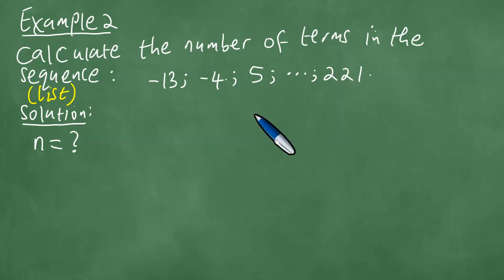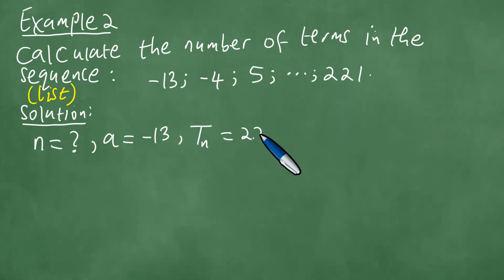How do we find the number of terms? So how many terms are there? 1, 2, 3, but they jumped others and they reached 221. So we're looking for n as the number of terms. But what do we have? We have the first term, the second term, the third, and the others. Normally very interesting to us is the first term. We got the first term, minus 13. And then we have the last term, normally we call it T sub n, which is 221.